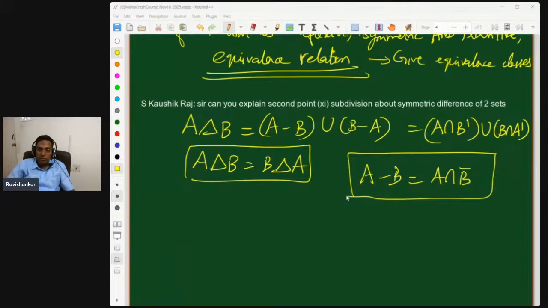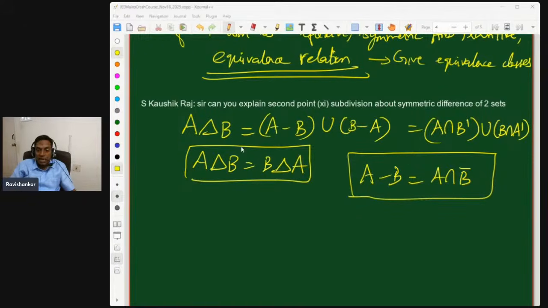Okay. Now, many people have given the correct answer to this question. Just give me 1 second. Okay. So for this question, I've given too much time because I was answering the doubts.